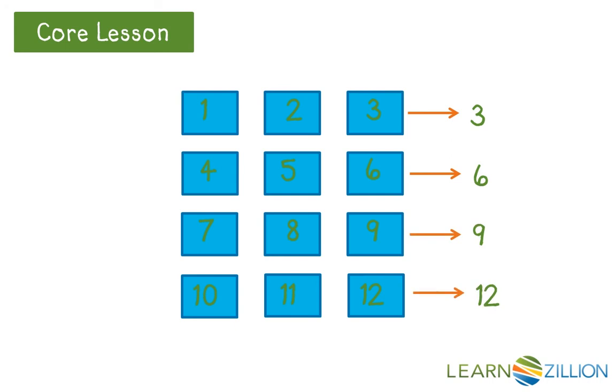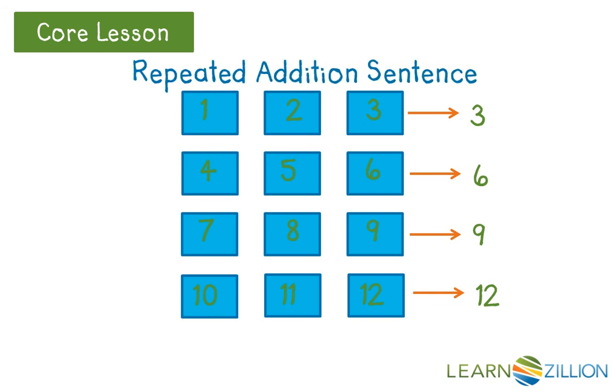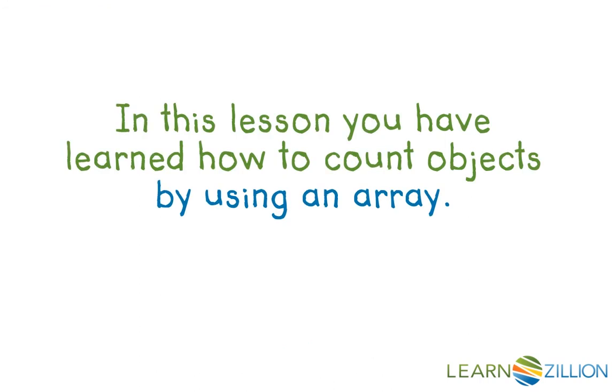We can show what we just did by using what is called a repeated addition sentence. It is called this because the same number is repeated over and over again. There are three tiles in each row, so we can add 3 plus 3 plus 3 plus 3. Notice how there are four rows, so we need to add 3 four times. The total number of tiles is 12. In this lesson, you have learned how to count objects by using an array.